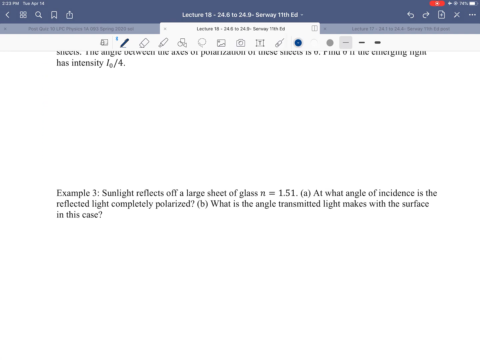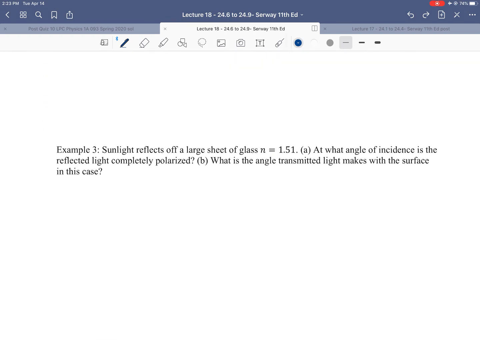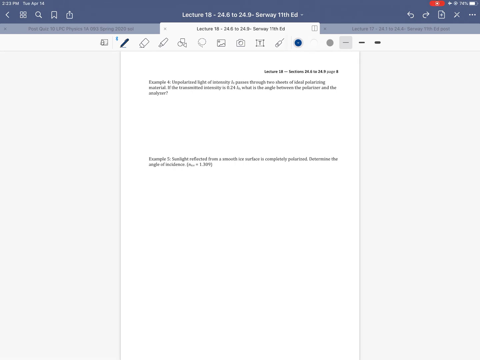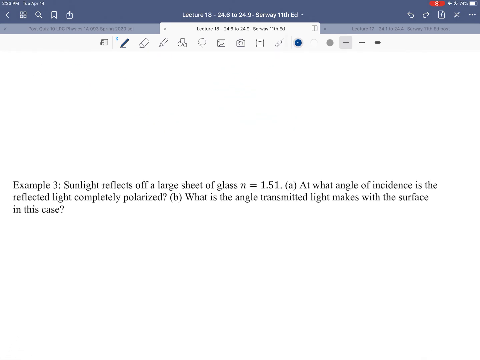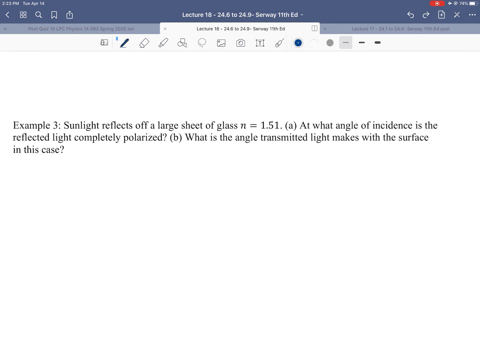Okay, so I'll leave example 2 for practice, and let's take a look at example 3. This is sunlight polarizing, and this is the last one that I'll do. I just figured I'd do one of them, and I'll leave the rest for your further practice.